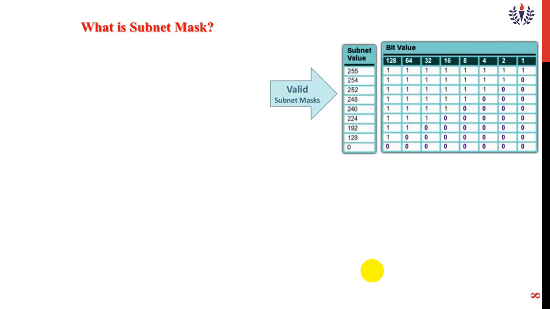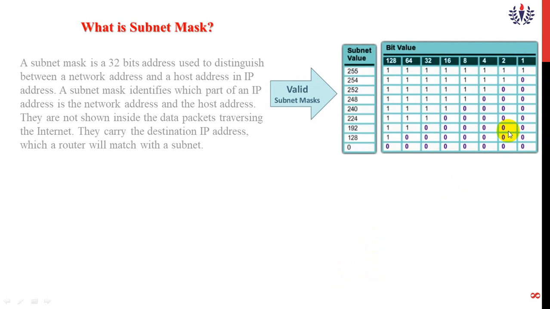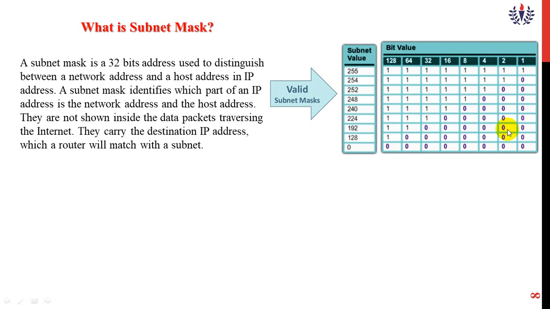What is a subnet mask? The subnet mask values range from 0 to 255, and the bit values will be in binary numbers, 0 and 1. These are all bit integers, values represented only in binary. A subnet mask is a 32-bit address used to distinguish between the network address and the host address in an IP address. A subnet mask identifies which part of an IP address is the network address and which is the host address.